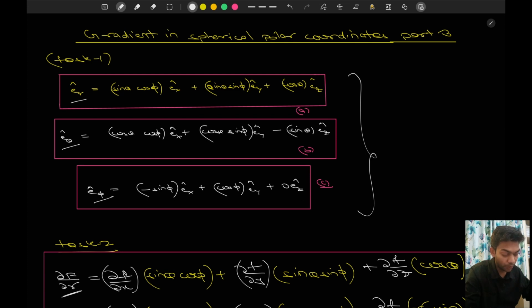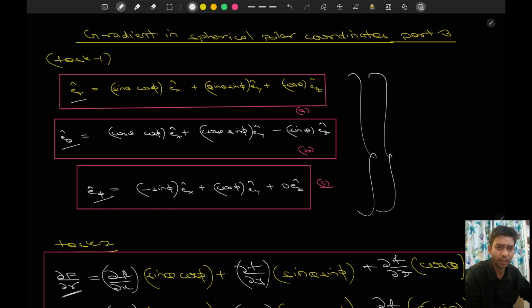Let me summarize what we have been doing. We expressed the Cartesian unit vectors in terms of polar unit vectors, and then we used that the transfer matrix was an orthogonal matrix. Using the inverse matrix, which was Q transpose, we got the relations of the polar unit vectors in terms of the Cartesian unit vectors, which is shown on the screen.